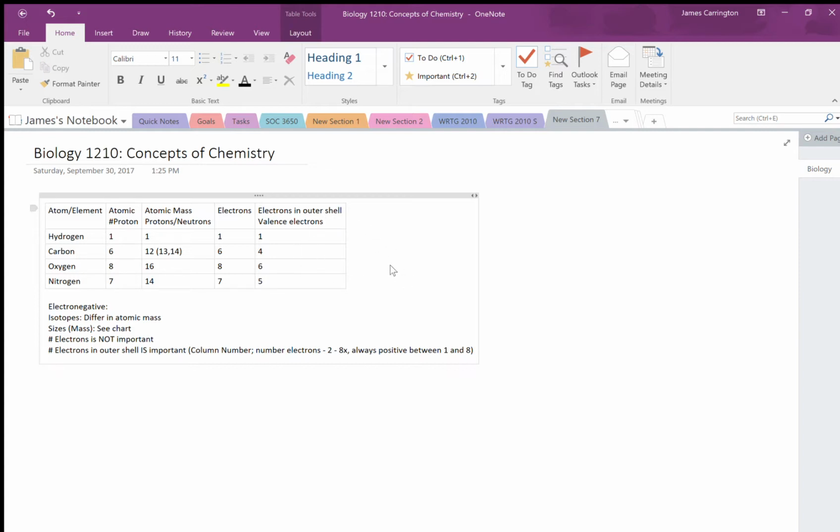And what the number of electrons in the outer shell helps you determine, the answer to the right, is the number of bonds that an atom wants to form. So the number of bonds is going to be equal to 8 minus the electrons in the outer shell, with the exception being hydrogen and helium, which is going to be 2 minus the electrons in the outer shell.